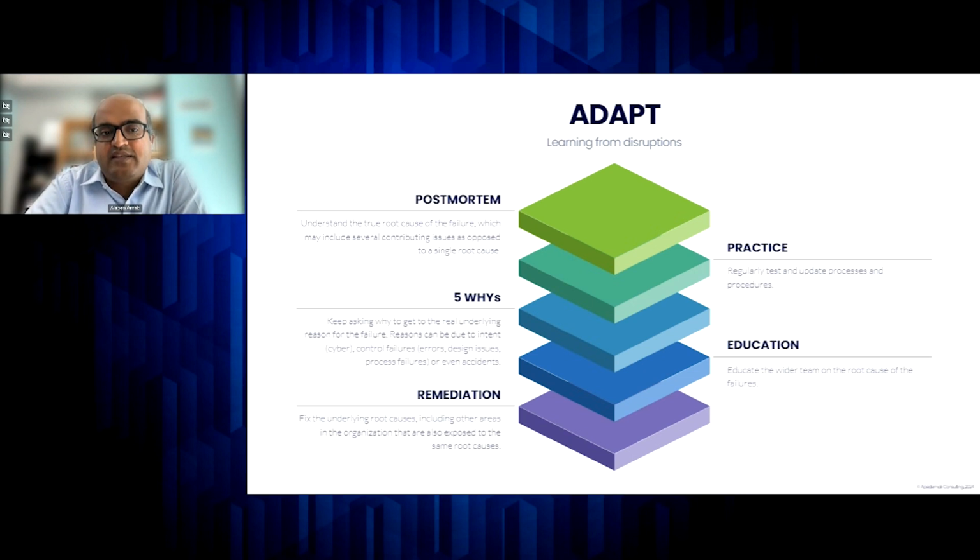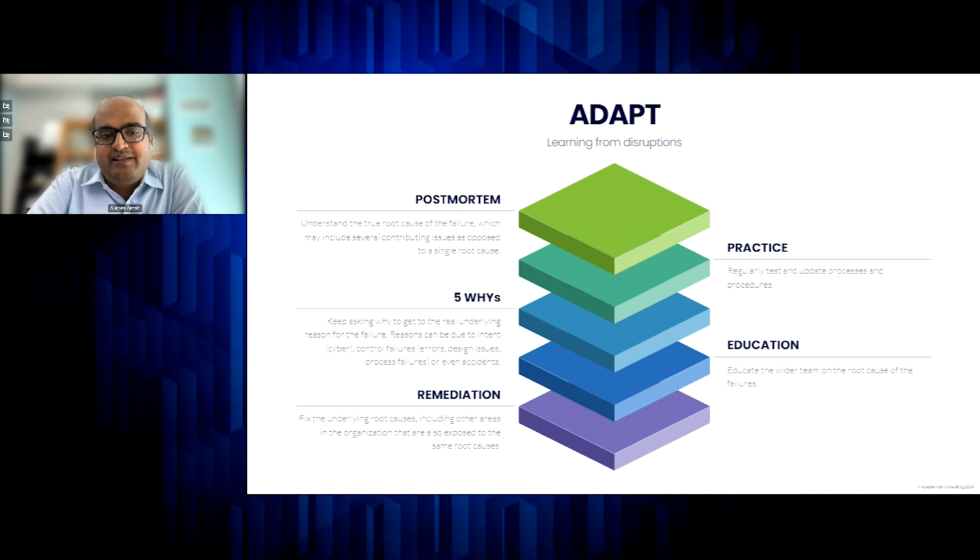And asking the question of why did this happen multiple times can really help you to get to the root cause. The reasons can be due to intent, such as your cyber issues. It could be control failures, such as errors, design issues, process failures, and even accidents. But trying to understand all the whys would give you a much better, clearer answer on all the contributing factors to a postmortem.